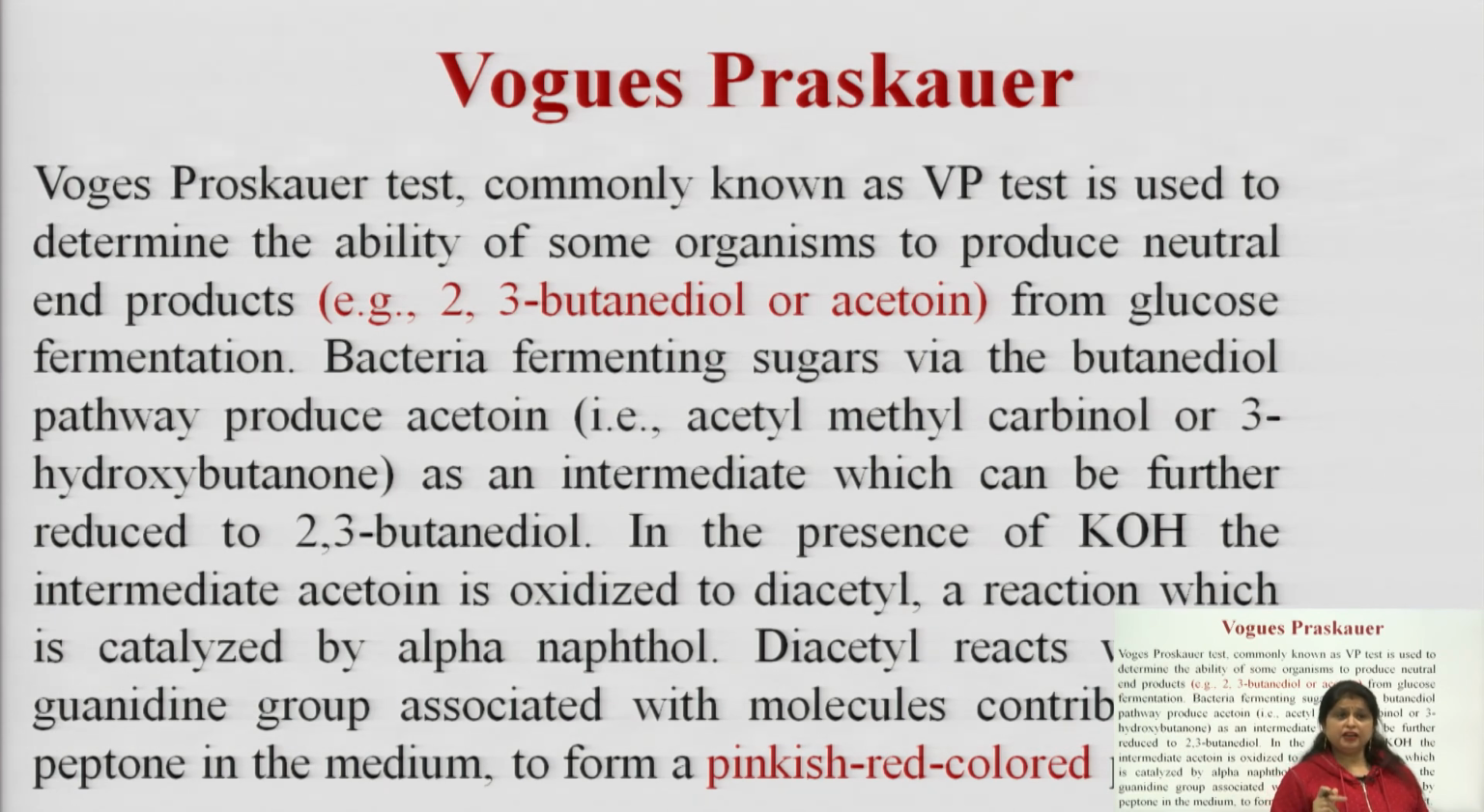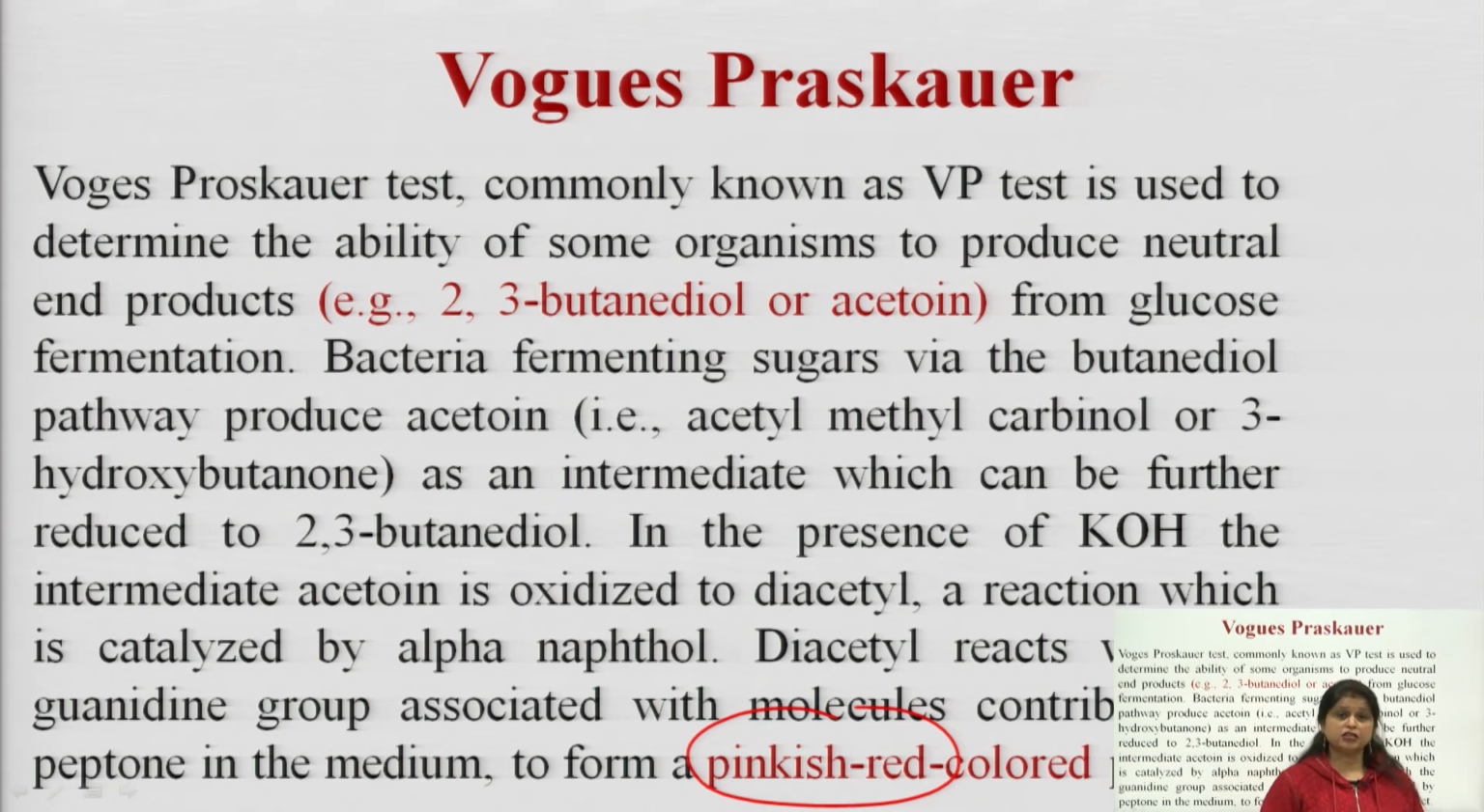And that VP reagent, what color will it show when we add the Voges-Proskauer reagent into the preparation in which we have inoculated bacteria, and they are fermenting the glucose and making the environment acetonic, or converting from an acidic environment to a basic environment? At the end, they will show a pinkish red color at basic pH, where Voges-Proskauer will show pinkish red color.